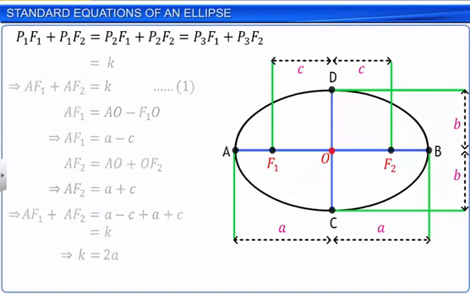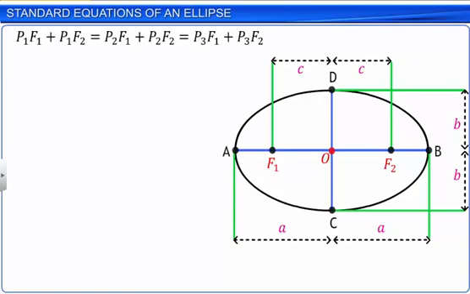What is true for vertex A is true for all the points lying on the ellipse. Thus, the sum of the distances of any point on an ellipse from its foci is equal to the length of the major axis, or 2 times the semi-major axis of the ellipse.